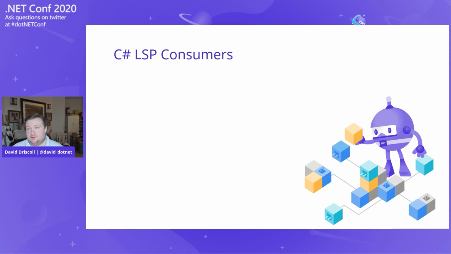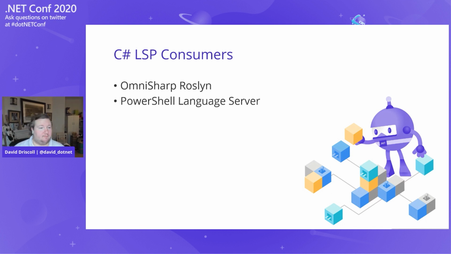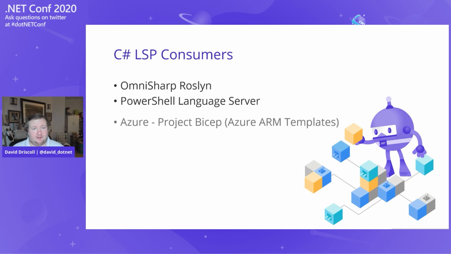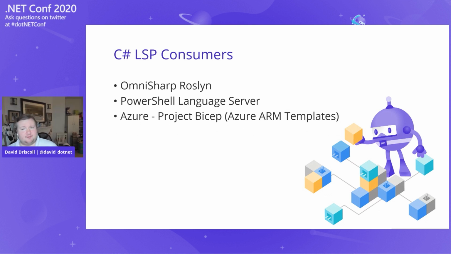So one other point is just consumers. OmniSharp Roslyn is one, but actually, the library's been adopted by several Microsoft teams. The PowerShell extension has replaced their custom language server protocol with the C# language server protocol, which is cool. And so I'm supporting those guys as well. Azure's new project Bicep, which I think there were a couple of talks on earlier in the week, is also making use of it for their editor Intellisense, and the Razor language server as well.